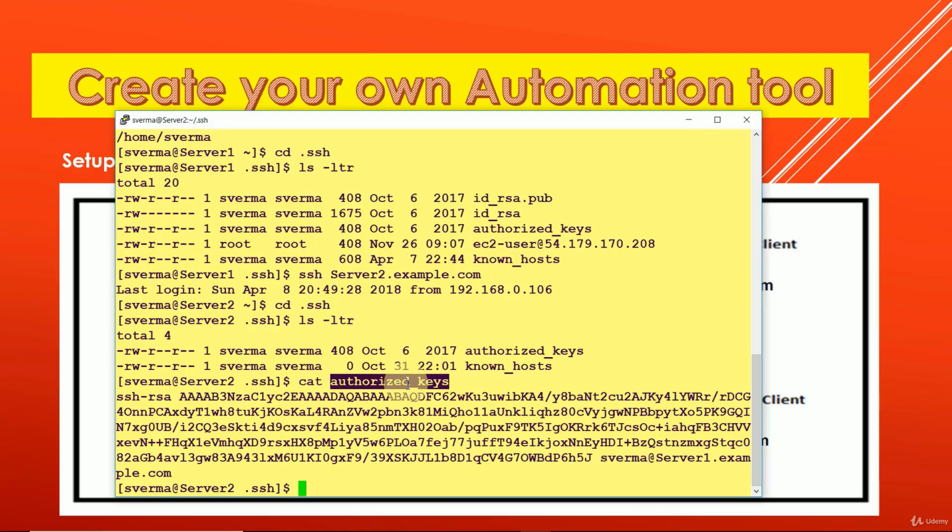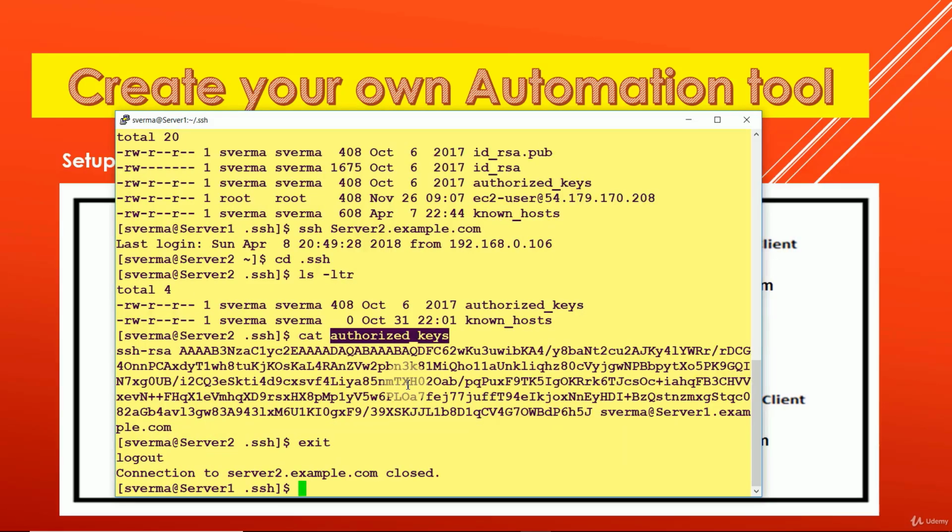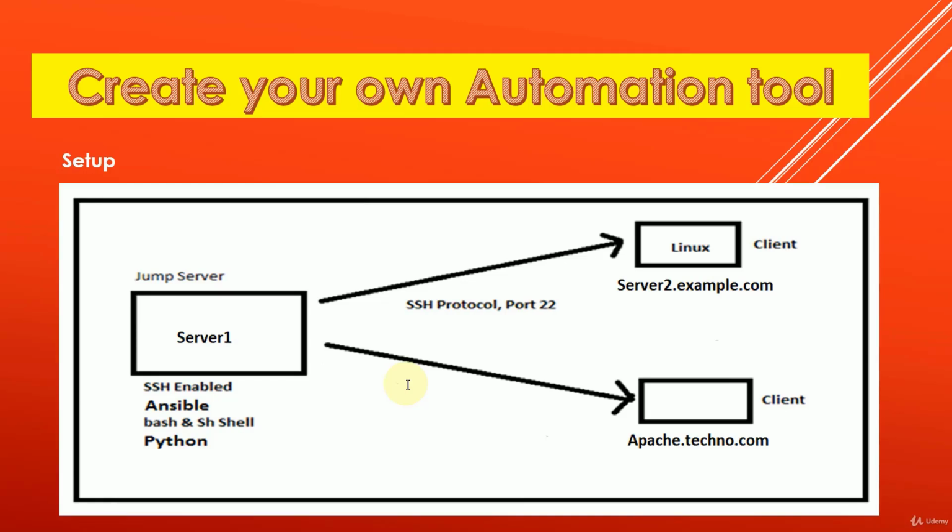After doing that, what will happen? The communication between your jump server and the client machines would be passwordless. So this is what our setup is all about. We have the jump server S1 and my two client machines, and for the communication purpose I have created key authentication. Because of that, the communication between your jump server and the client machines is passwordless.